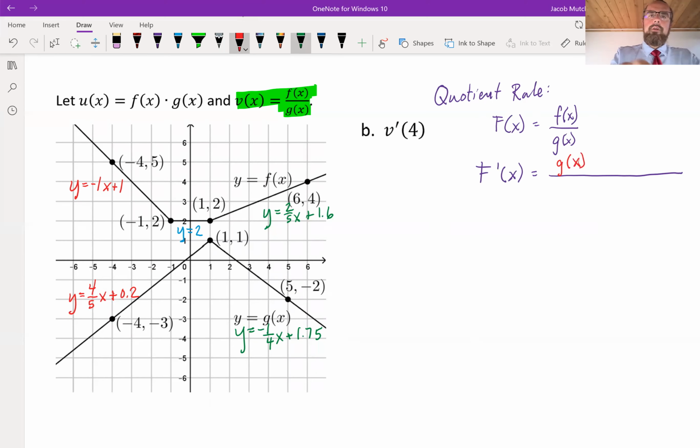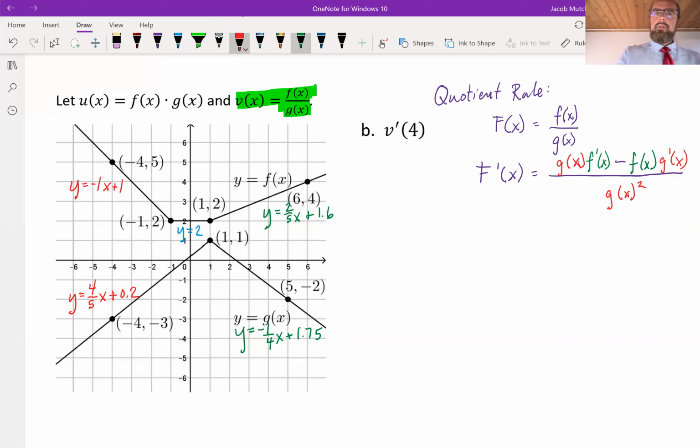times f prime of x, the derivative of f of x, minus f of x times the derivative of g of x all over g of x squared. So a little more complicated. It does involve minus, so our order is important in the numerator. But then again, I've got my pieces. So I just need to, again, lay it out so that I can see what's what.